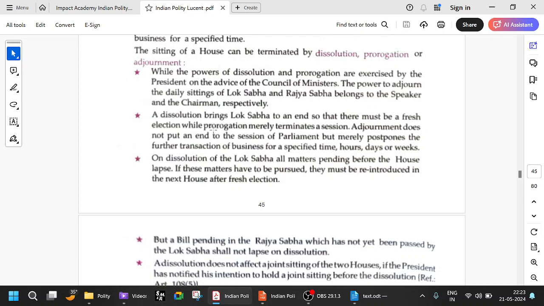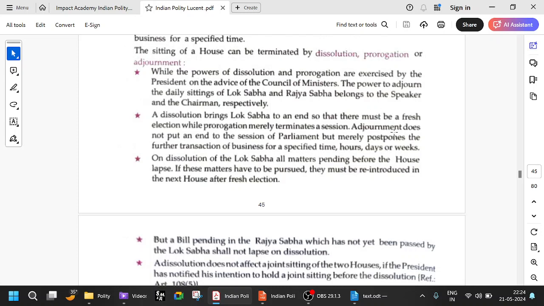So adjournment does not put an end to the session of the parliament, but merely postpones the further transaction of business for a specified time. It may be a number of hours, days, or weeks. Okay, so try to understand the difference this way. Adjournment happens on a daily basis.